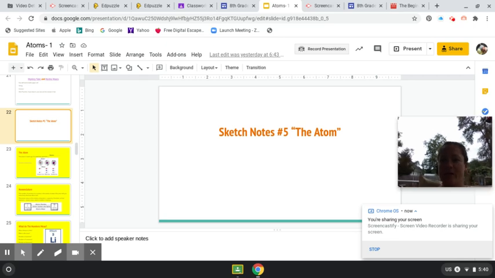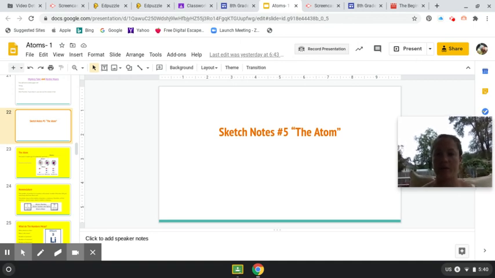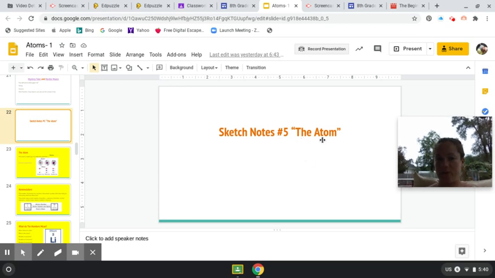Hi guys, so we are going to continue with our notes. We are now on sketch notes number 5. Number 4 should have been the planet storybots. So we are moving on to the atom. You're going to title the sketch notes the atom.